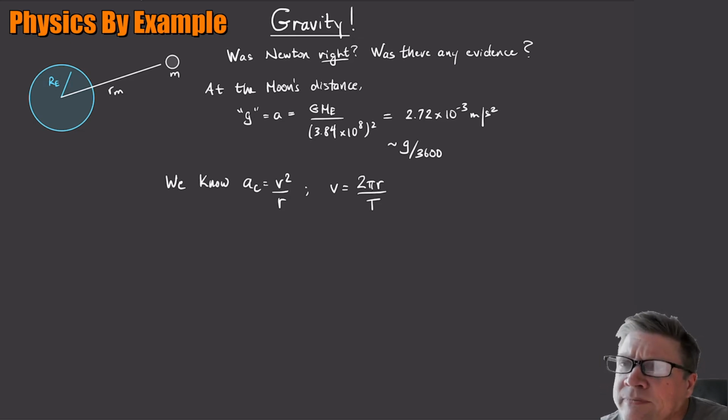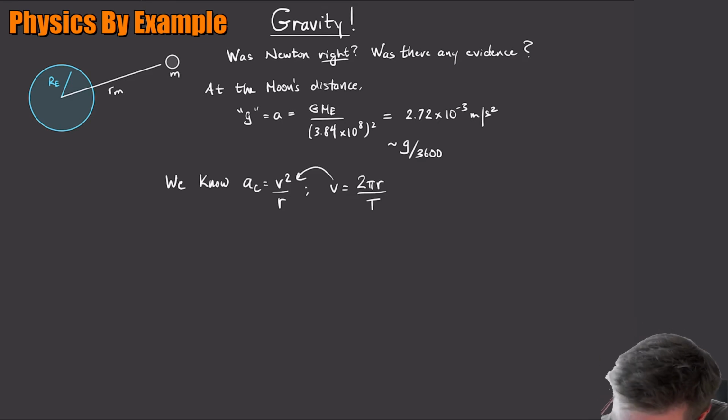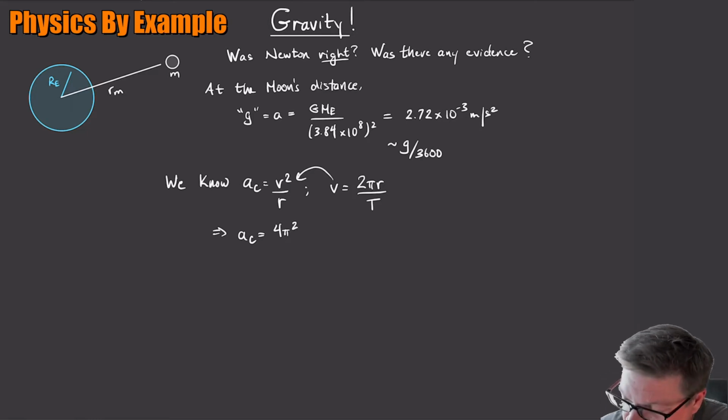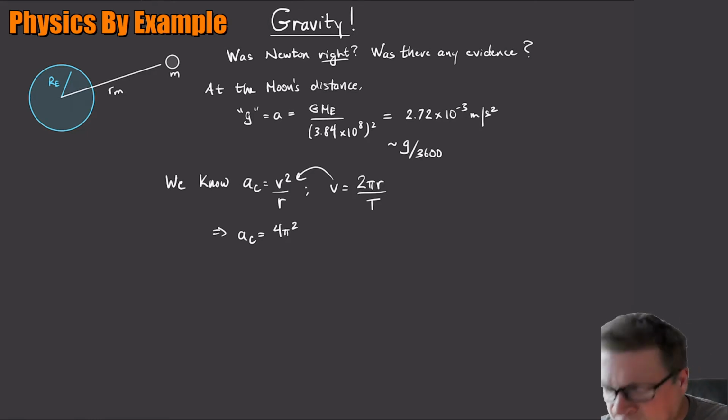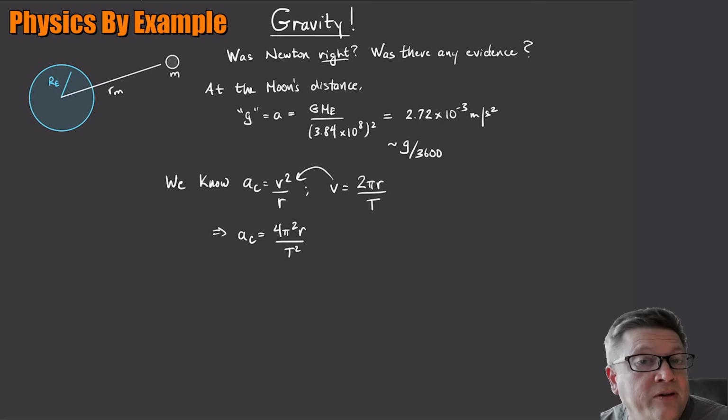So if v is 2 pi over T, now I'm going to plug this in, right there. That means that the centripetal acceleration that we already calculated is 4 pi squared r squared, but there's an r in the denominator, so that's just going to be 4 pi squared r over T squared. Well, Newton knew what the period of the moon was. You just watch the moon for a long time and it'll come back to the same point in the sky about 27 days later, right?